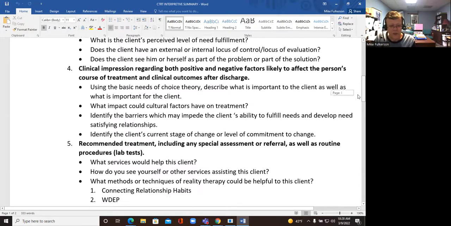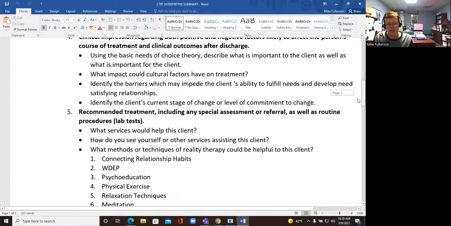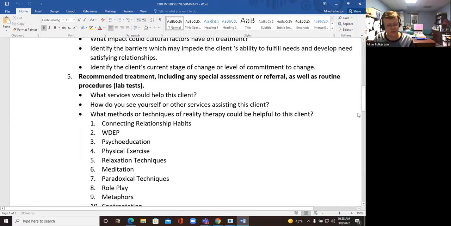Number 5, the recommended treatment, including any special assessment or referral, as well as routine procedures. What services would help this client? So it could be, do they need case management? Do they need community support services or peer support services, individual therapy, group therapy? How do you see yourself or other services assisting this client?